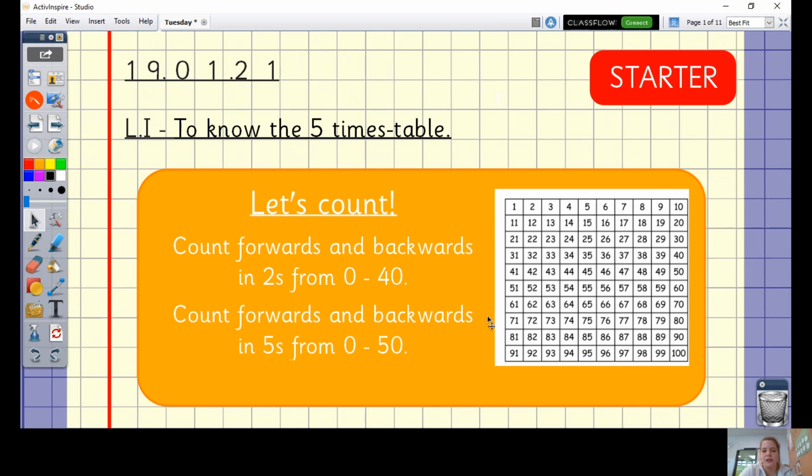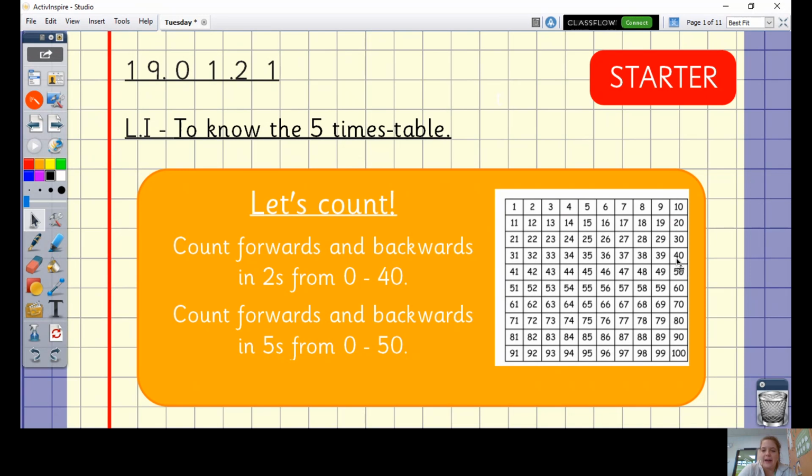Okay, so let's start off by counting in twos. So remember, we need to say the number 0. The number 0 isn't on this 100 square. Just say that word 0 before you start. Okay, 1, 2, 3. 0, 2, 4, 6, 8, 10, 12, 14, 16, 18, 20, 22, 24, 26, 28, 30, 32, 34, 36, 38, 40.